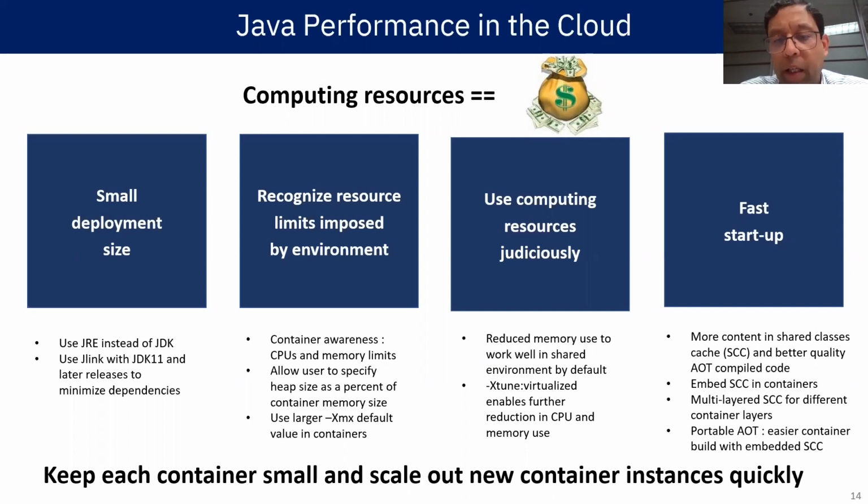OpenJ9 is quite well known for being frugal with memory use. This is just one of the general JVM characteristics that works well in shared environments, using computing resources judiciously. We also have an idle mode where we detect that the application is not using CPU cycles and proactively go and release memory and disclaim some memory to reduce the memory footprint. And there's an option called Xtune:virtualized, which allows you to further skew the balance in favor of CPU and memory reduction. That brings us to startup time, which Mark alluded to as well as being crucial in cloud optimization.